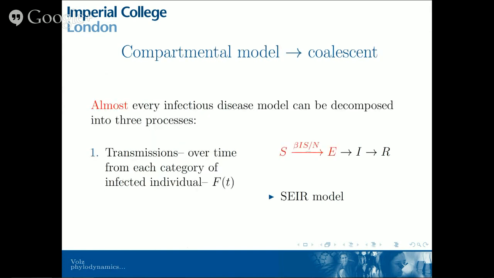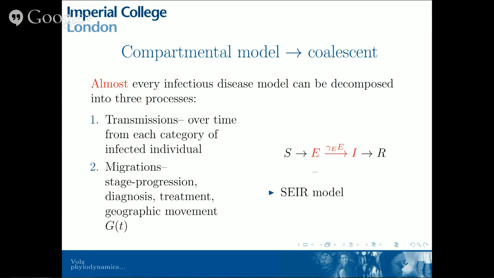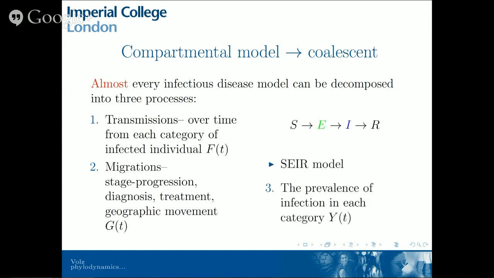To analyze a model like this with a structured coalescent, we first have to decompose this epidemiological model into 3 processes. The first process is the transmission process, represented by this red arrow. This gives you a matrix-valued function of time, f, which tells you the transmissions from each deme to each deme. The second process is represented by the second arrow, which is migration, and this gives you a matrix-valued function of time, g, which tells you the migration rate of a lineage from each deme to each deme. And the final process is the population size. This is the population size within each deme, and it's a vector-valued function of time, y.